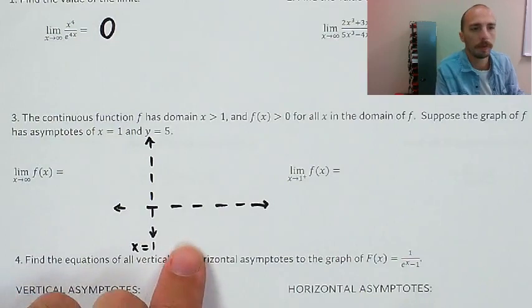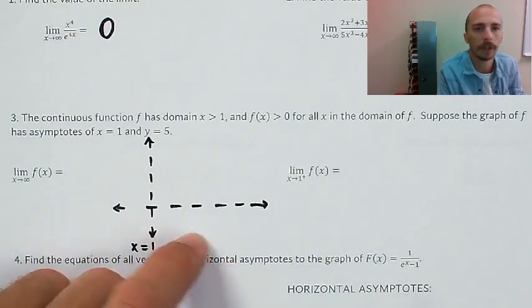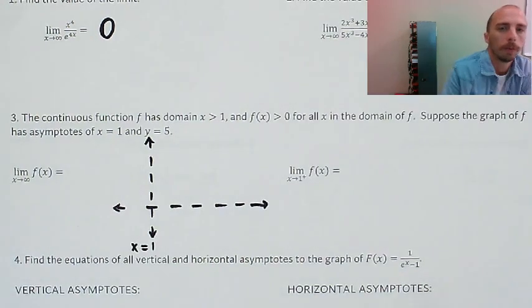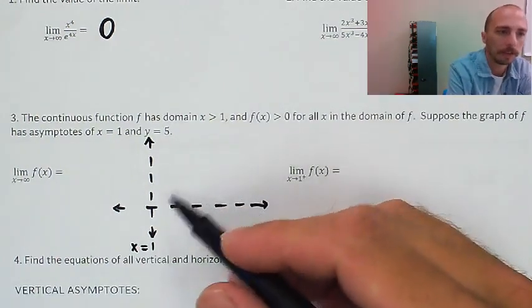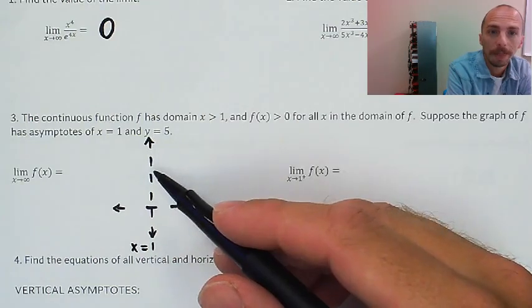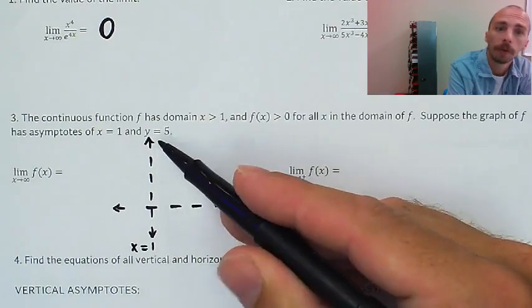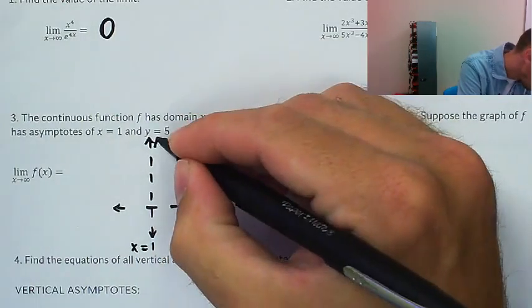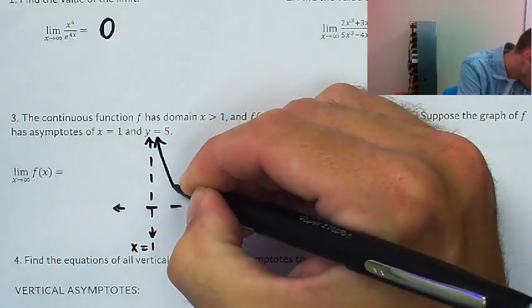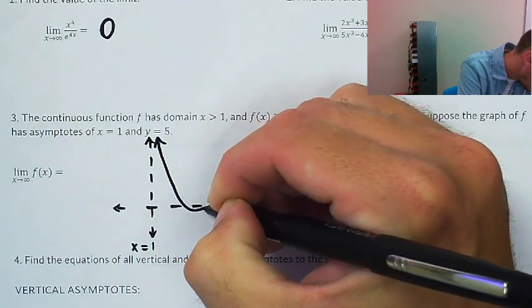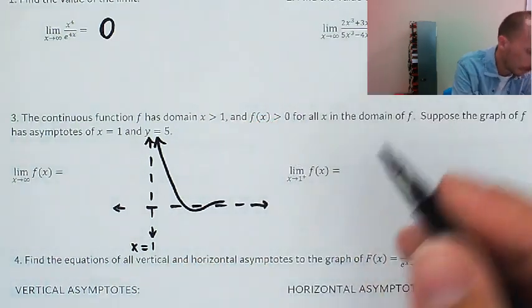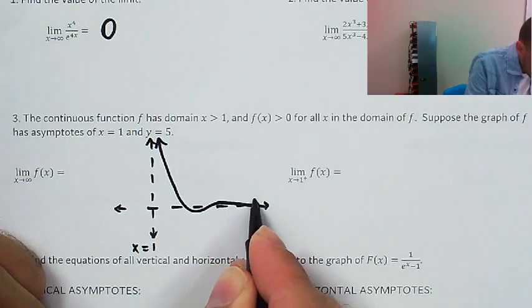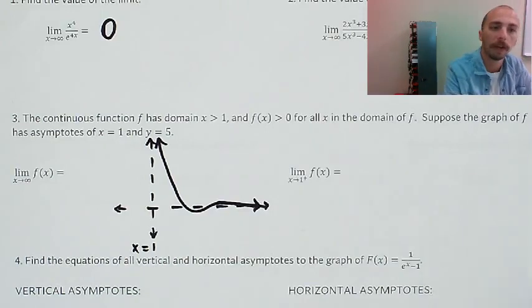Now we know that the function f is always positive, so it can't go down below the x-axis, wherever that is. Maybe it's right there. Because of that, and the fact that it's got a vertical asymptote x equals 1, that means that I have to be going up towards that vertical asymptote. So I know that at the very least, the graph of f starts off like this. Now, a horizontal asymptote can definitely be crossed any number of times, but what's got to happen with a horizontal asymptote is the farther out I go, the closer I've got to get to that y value.